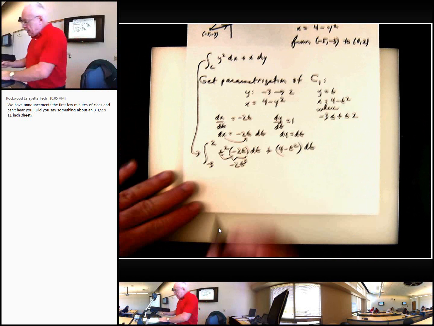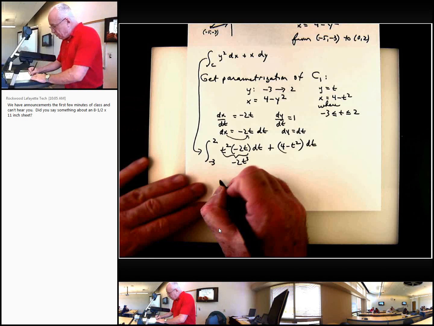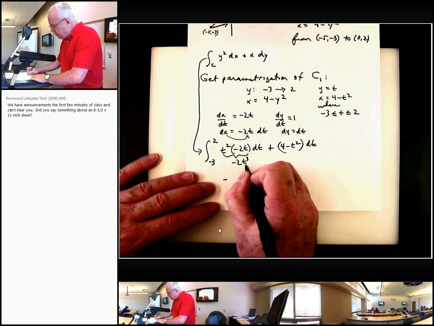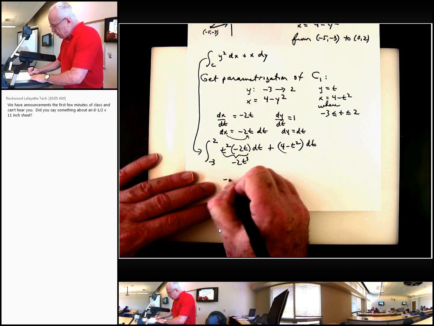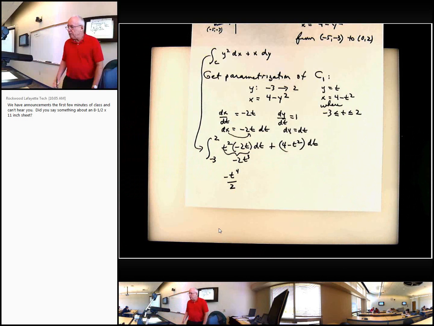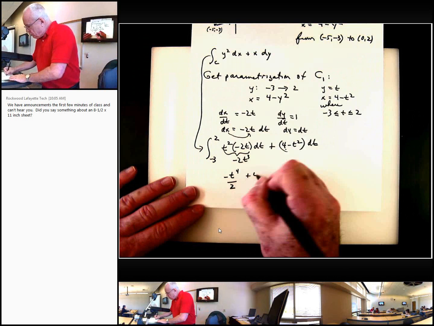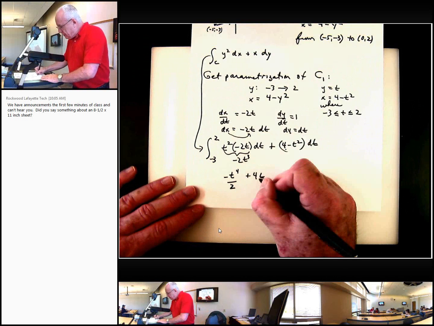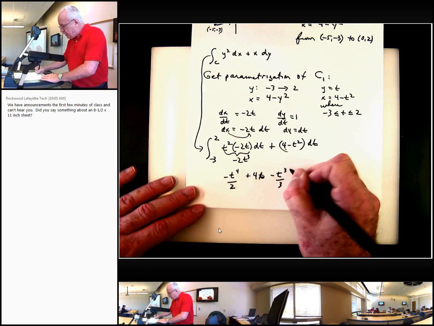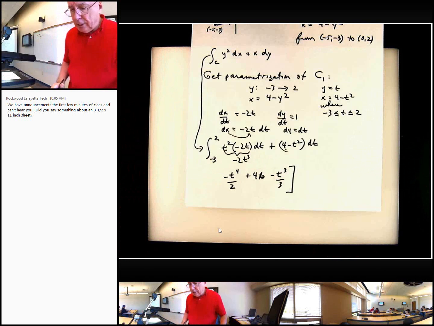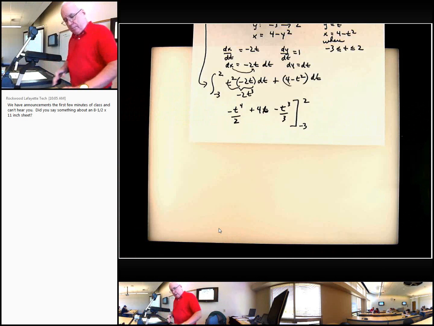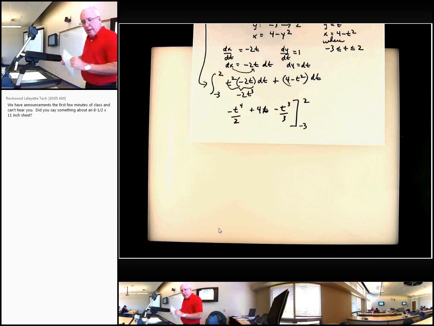All right. So antiderivatives here, -2t to the third is going to actually end up being -2t to the fourth over 4. So it's going to be -t to the fourth over 2 when I simplify it. And then 4 is going to go to 4t, minus t squared is going to go to minus t cubed over 3. So those are my antiderivatives, and then my limits are -3 on the bottom and 2 on the top. All right. Okay.